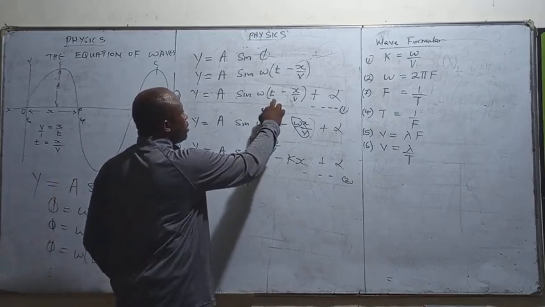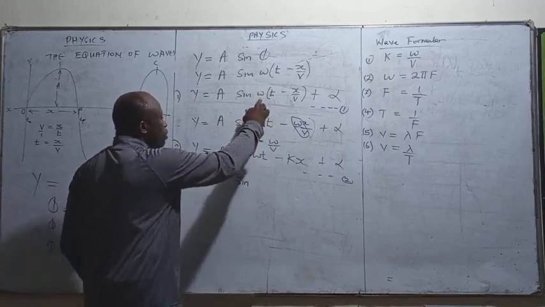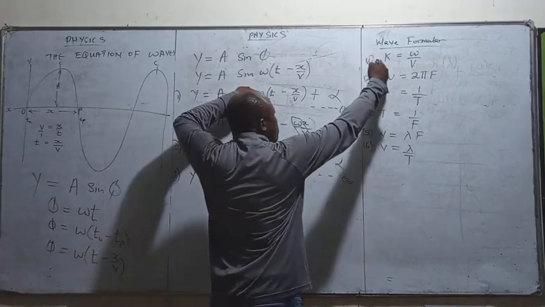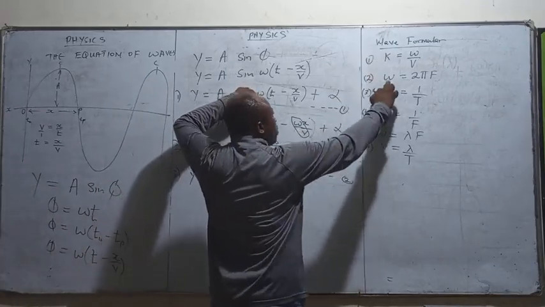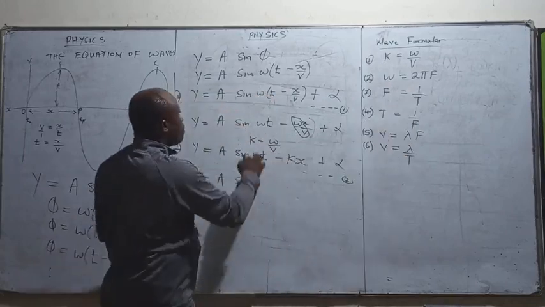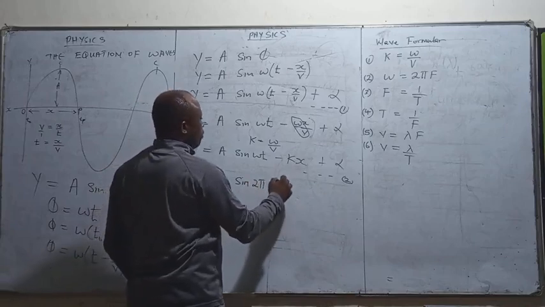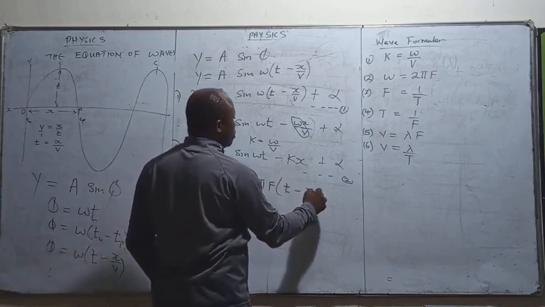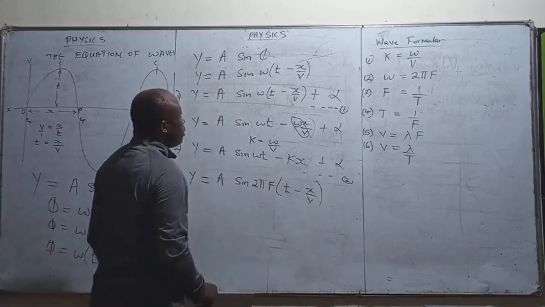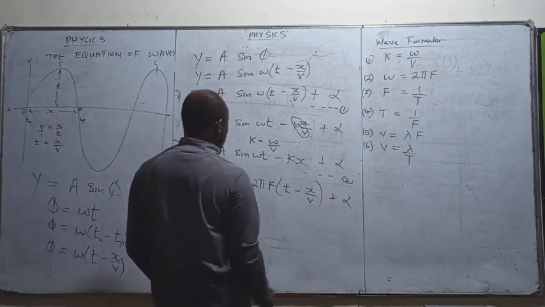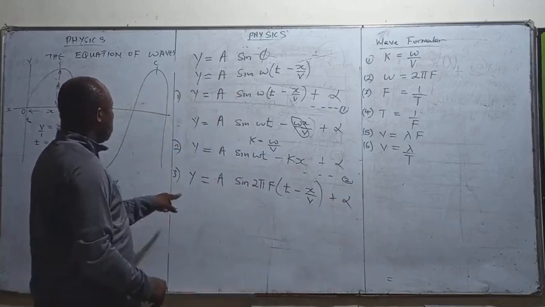W times T. Are we opening it? No, there's no need to open it up again. We just go from our wave formula. We see that W is what? 2 pi F. So we can replace W with 2 pi F. 2 pi F bracket T minus X all over what? V. Yes, plus alpha. That becomes our equation 3.